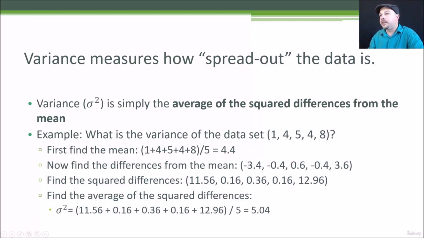Now the next step is to find the differences from the mean for each data point. So I know the mean is 4.4, and for my first data point I have 1, so 1 minus 4.4 is negative 3.4. 4 minus 4.4 is negative 0.4, and so on and so forth. Okay, so I end up with these both positive and negative numbers that represent the variance from the mean for each data point. Okay, but what I want is a single number that represents the variance of this entire data set. So the next thing I'm going to do is find the squared differences.